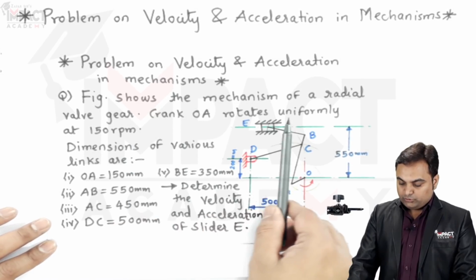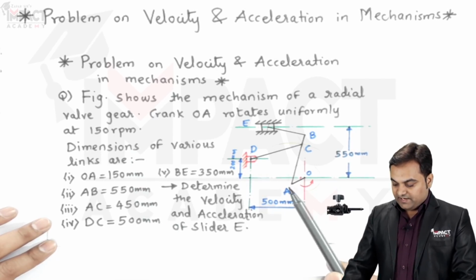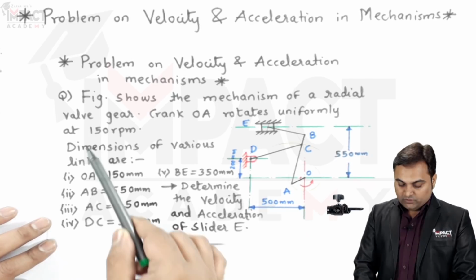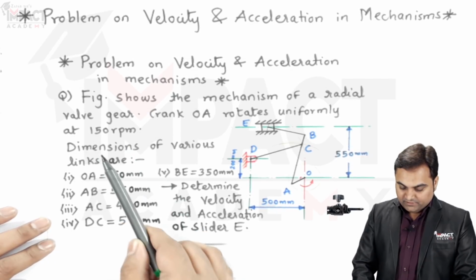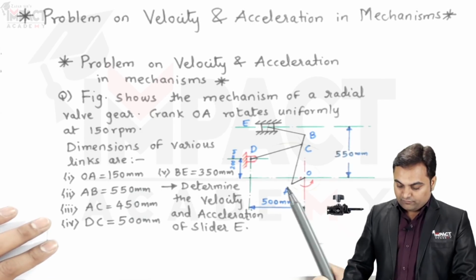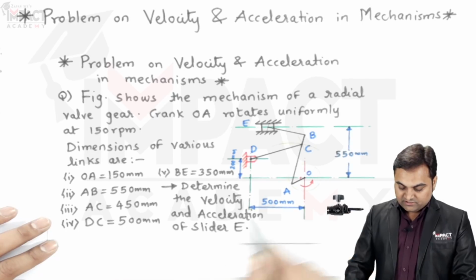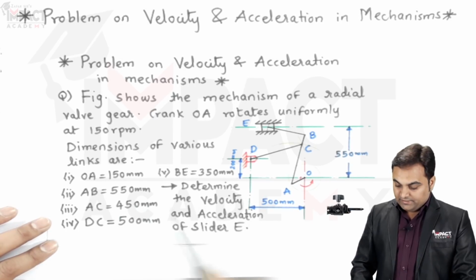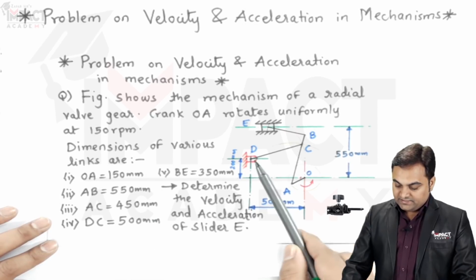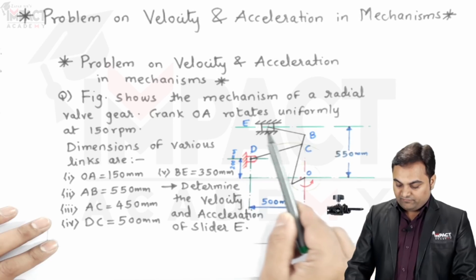Crank OA rotates uniformly at 150 rpm. Here we can see there is crank OA rotating in an anti-clockwise direction with 150 rpm. Then dimensions of the various links are given here. OA link is of 150 mm. A to B distance, this link is 550 mm. Then A to C distance is 450 mm. And DC is 500 mm. And BE is 350 mm.